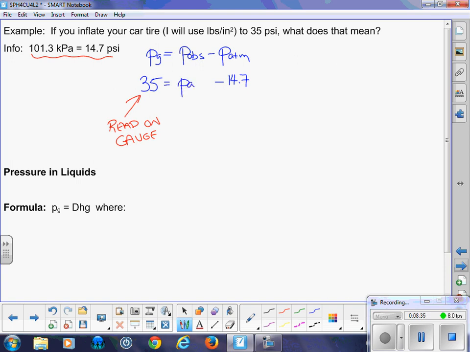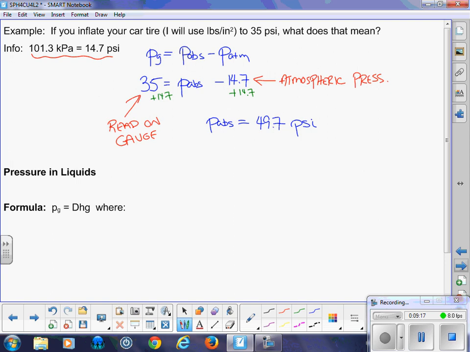All right. So absolute. This is just your atmospheric, so that's 101.3. I have it up there on your left there. Atmospheric. So the actual pressure acting on this tire, if we rearrange this equation, P absolute would equal, and we add 14.7 to both sides, the absolute pressure is 49.7 psi. Okay? So the gauge pressure removes the atmospheric pressure.